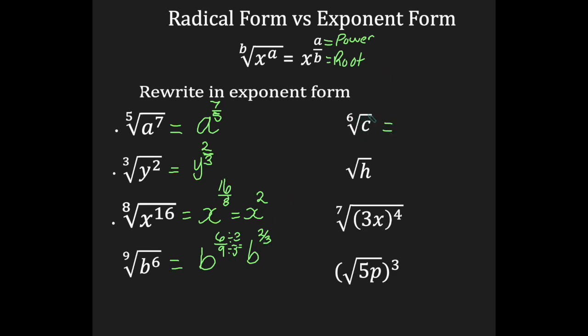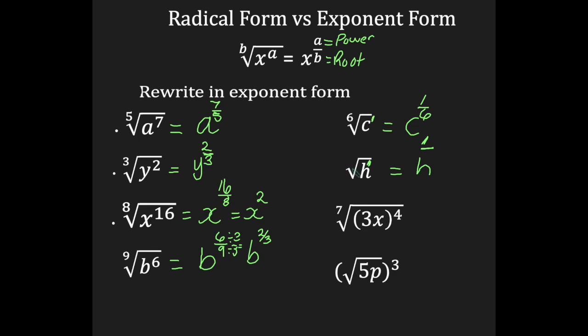Over here I have the 6th root of c. So I have my c, and my exponent is going to be a fraction. Remember, if you don't see an exponent, there's an invisible 1, so that's 1 over 6. Now this one is very special. My base is h, and I'm going to have a fraction. I know that my power is a 1 because they're not going to indicate the 1.